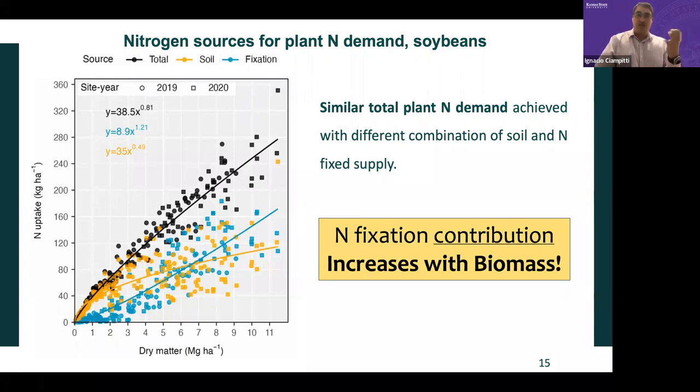Is it coming from the soil, or is it coming from fixation? In many situations, we tend to see that early in the season, most of that demand is coming from the soil in combination with the process of mineralization. And then later in the season, we really start depending much more on fixation. And that's why getting into the end of the season with a good canopy health condition will be very relevant to maintain the demand. And the demand for nitrogen does not stop. This is the only way that we can continue to increase yields. So the nitrogen fixation contribution increases with the biomass too.